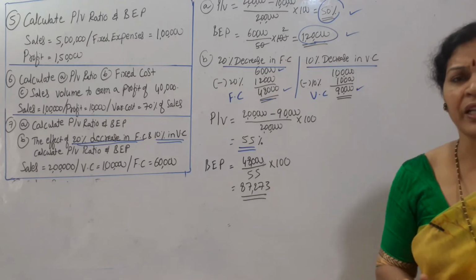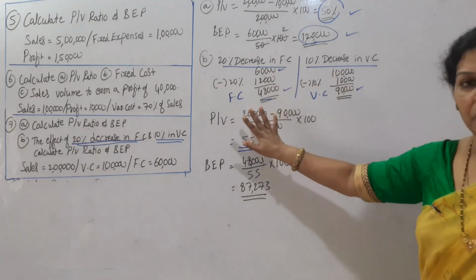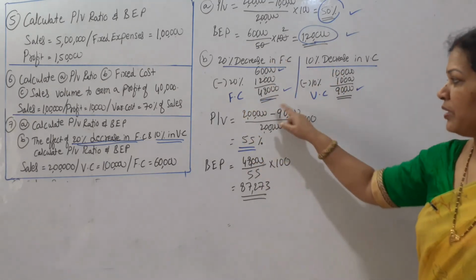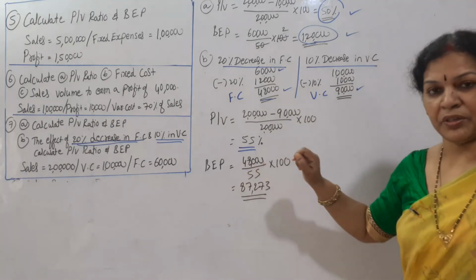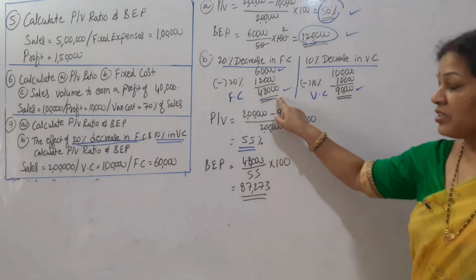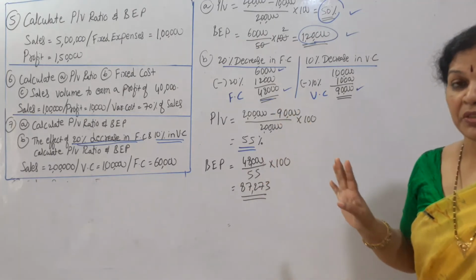Whatever we want we can calculate, not only these two, the data is ready. First we calculated PV ratio, S minus V by S into 100, and you got 55%. Then break even point, fixed cost by PV ratio, and you got this BEP.